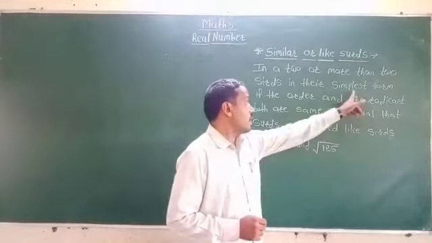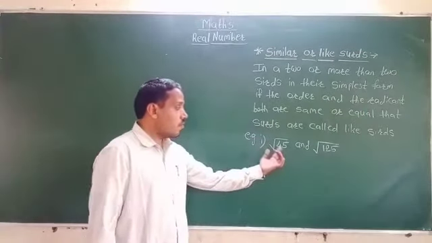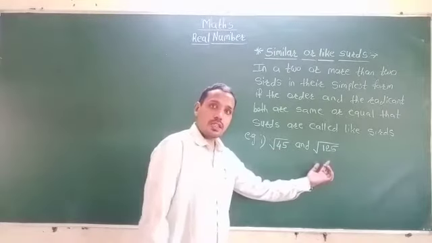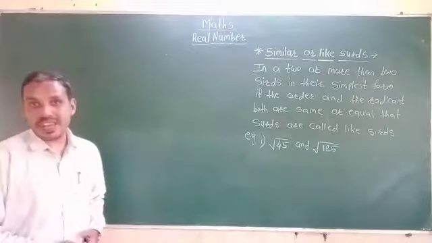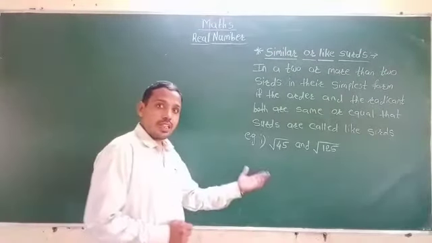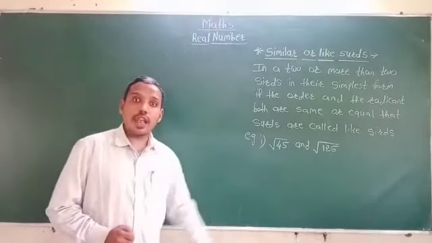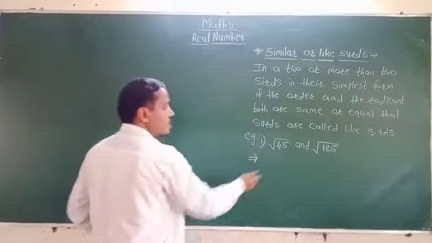We convert them first into their simplest form. So the surd 45 and the surd 125, we convert them into their simplest form, and after that we think about them: are these like surds or unlike surds? So we convert them into their simplest form.